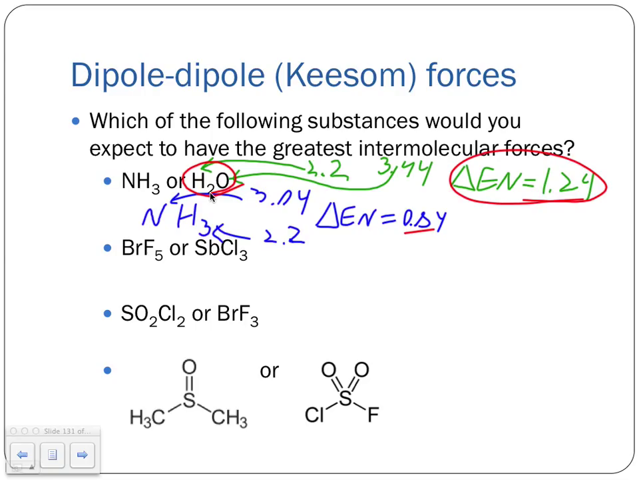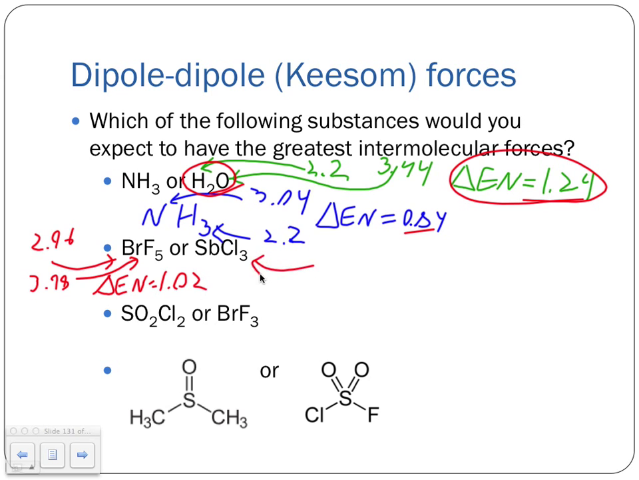So let's look at these two here. To do that, we want to do the same thing. Let's compare the differences in electronegativities. That's going to let us figure out which one is more polar and which one has the greater intermolecular forces. So BrF5: Br, bromine, is 2.96 for its electronegativity. Fluorine is 3.98, which gives us an electronegativity difference of, let's see, 1.02. So 1.02 for that.